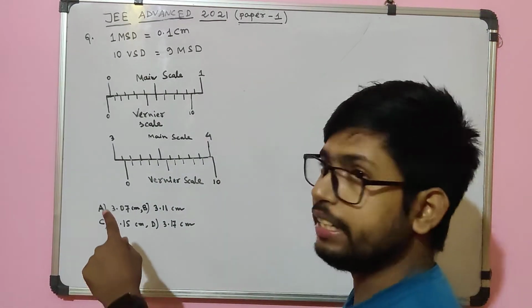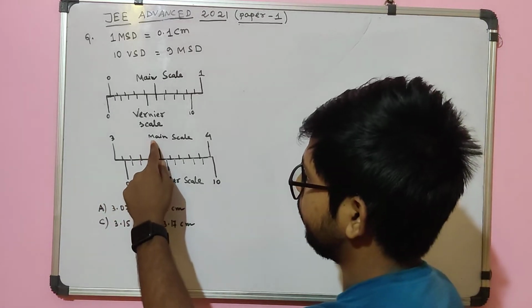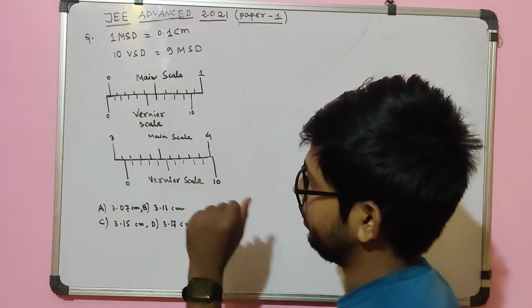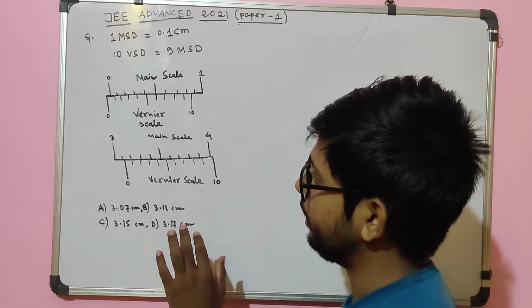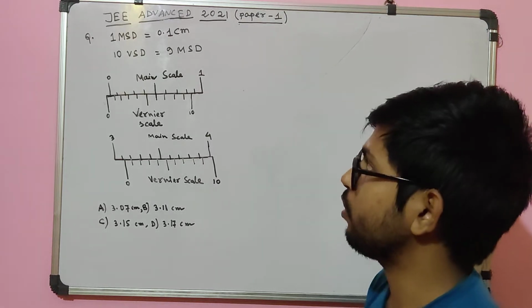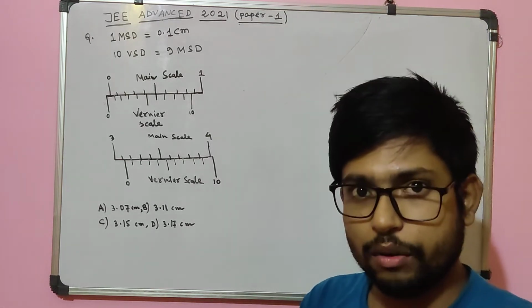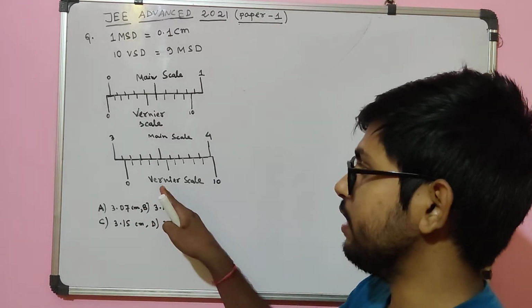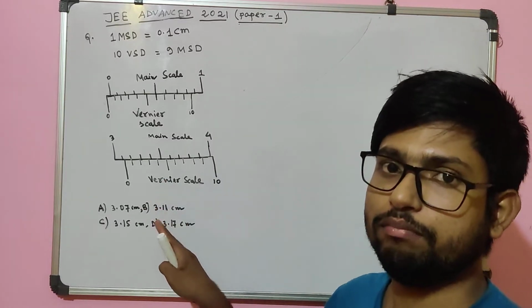After that, it is given that the main scale and Vernier scale are in this position. Then from there we have to calculate the diameter of the spherical ball. But first of all, we have to find the least count and the initial error. Let's do that first, and then we will see how to calculate the diameter.